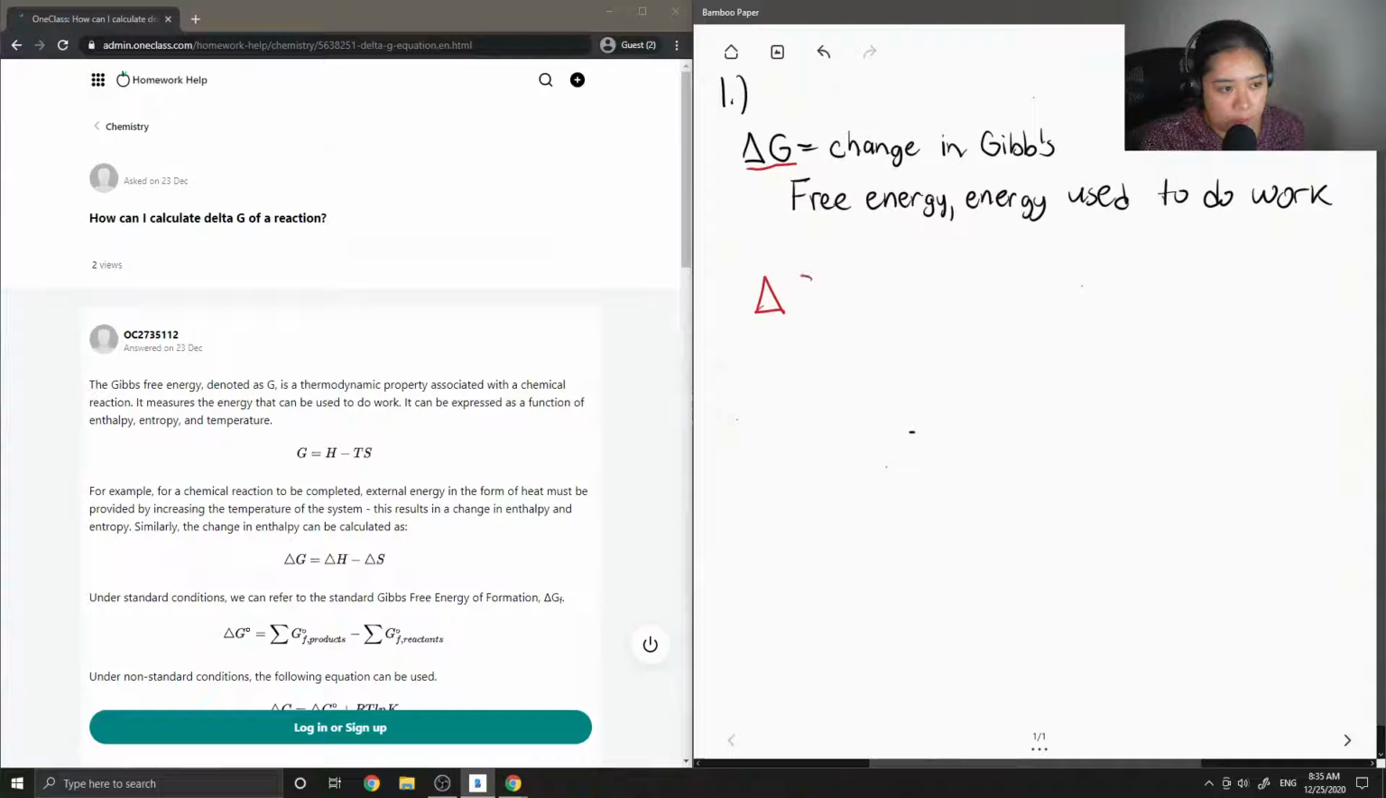So this is the equation to calculate for delta G. So delta G is equal to delta H minus T times delta S. So delta H is enthalpy, and delta S is entropy, and T is just the temperature.